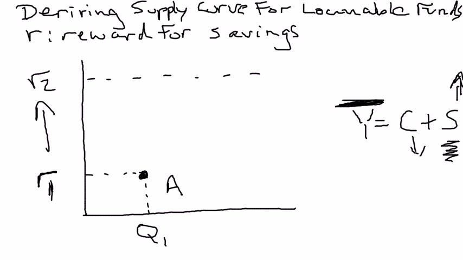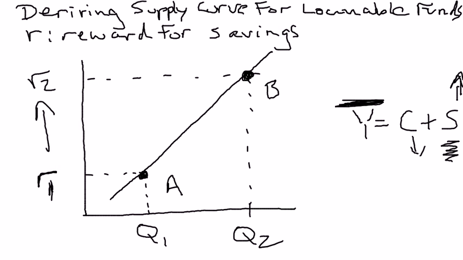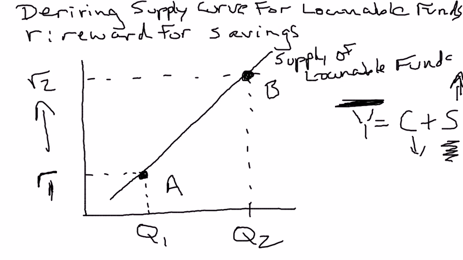What does it increase to? I don't know. Let's just say it increases to Q2, which means our new combination of the real interest rate and quantity supplied of loanable funds is at point B. For us, two points determine a line, so let's just go ahead, connect the dots, and this is the supply of loanable funds. Okay, and that's how you derive the supply curve of loanable funds.